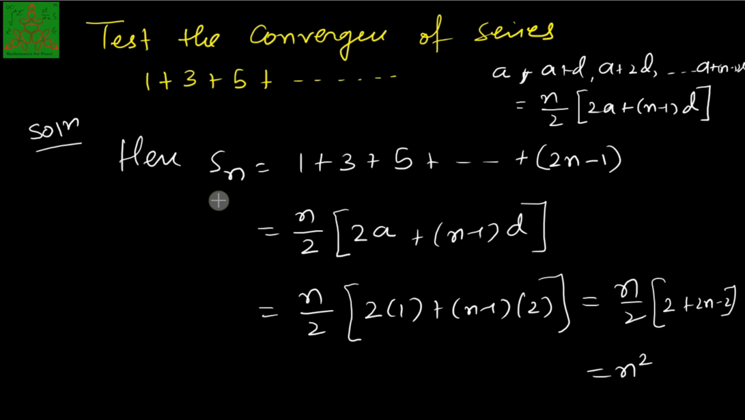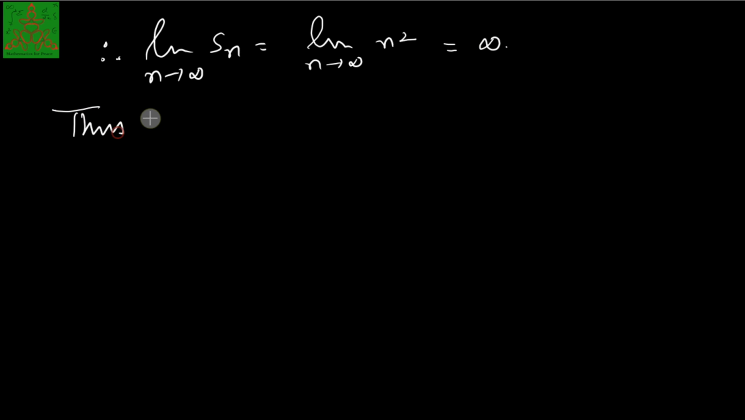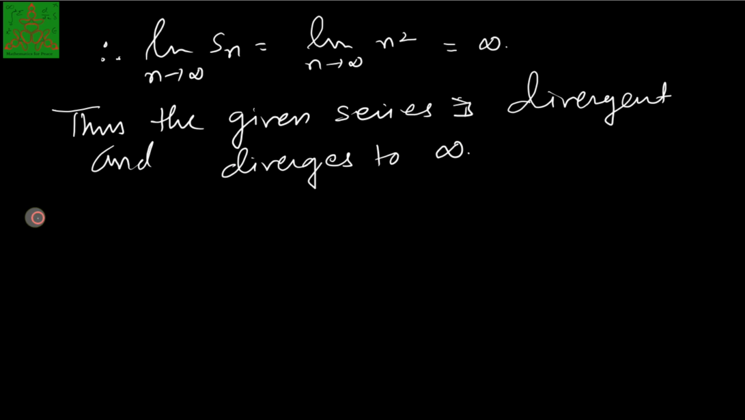So the sum Sn is n square, and that will give me, therefore, the limit of Sn as n tends to infinity is the limit of n square as n tends to infinity, which will be infinity. So thus we can say the given series is divergent. It is a divergent series and it diverges to infinity. Let us have one more example.